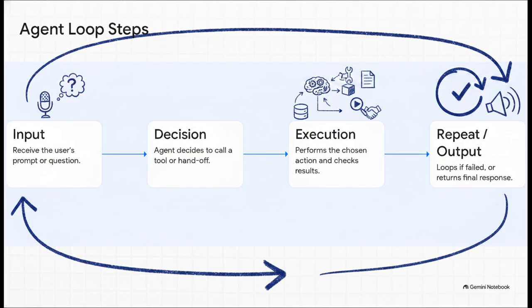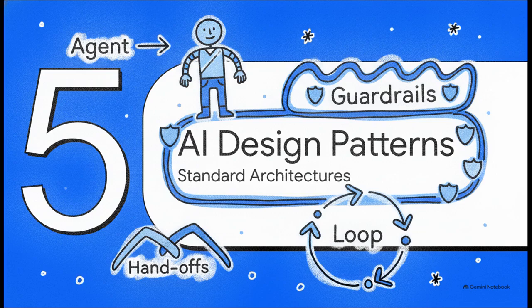Now, if the result doesn't solve the user's prompt, the agent autonomously repeats the loop, trying a different tool or another handoff until the goal is fully achieved. You no longer have to manually wire these steps together. The agent handles its own persistence. Let's wrap up the technicals with Section 5, AI design patterns. This is where we map these simple primitives to powerful enterprise architectures.